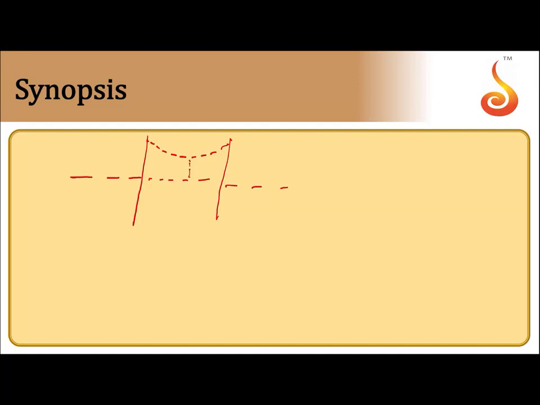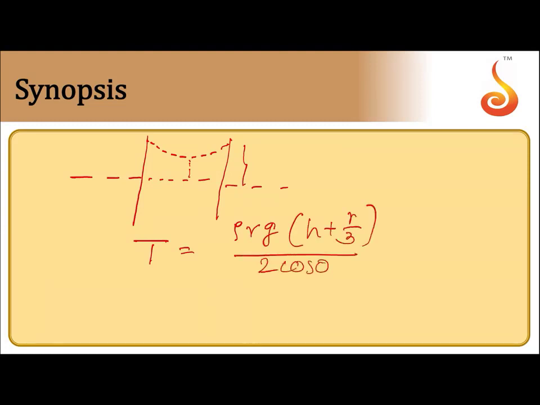If I take the actual h into consideration, and this correction is applied, then the surface tension T can be written in the corrected form like this: rho r g into h plus r by 3, whole divided by 2 cos theta. So taking the correction into consideration, the surface tension can be written in the following form.